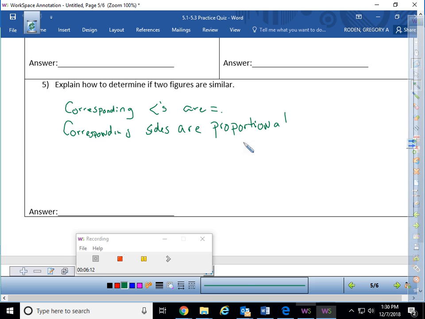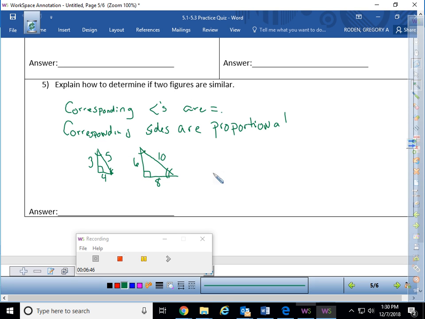Okay, so what do we mean here? If we have two figures, and we're not sure if they're similar or not, and let's say this is 3, this is 4, this is 5, and this is 6, this is 8, this is 10, and I know this angle and this angle are equal, and I know these two angles, that's what those little arcs mean, they're equal to each other. So are these two triangles similar?